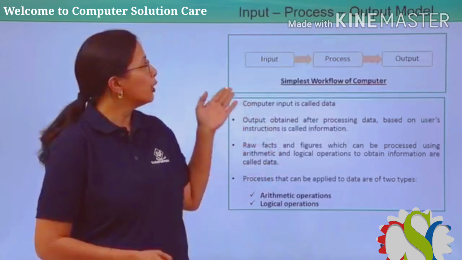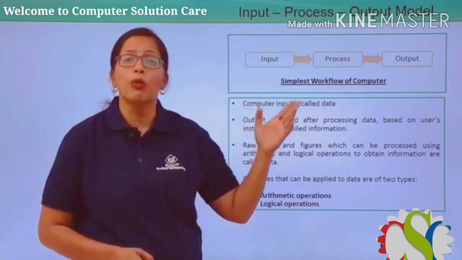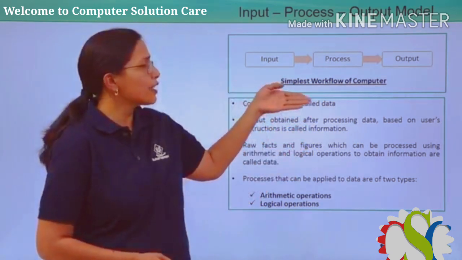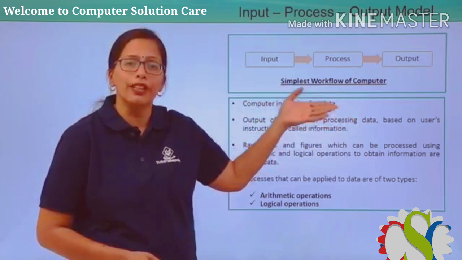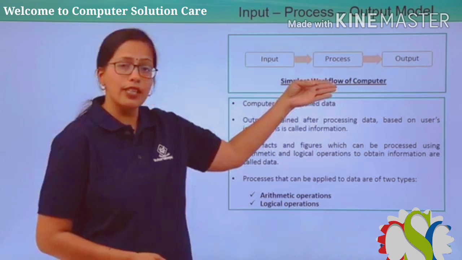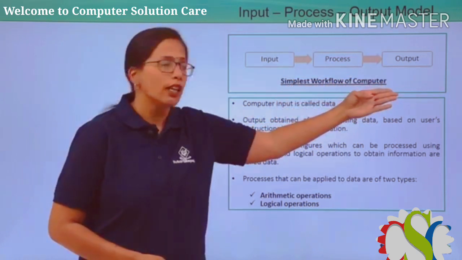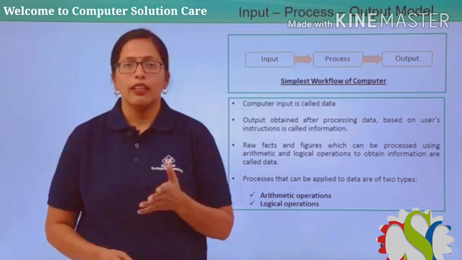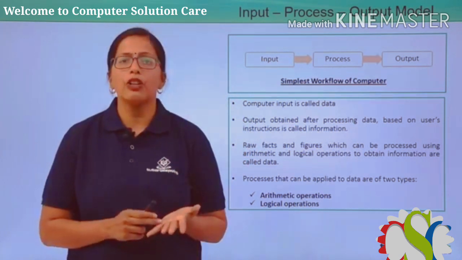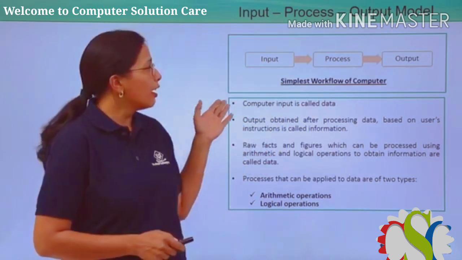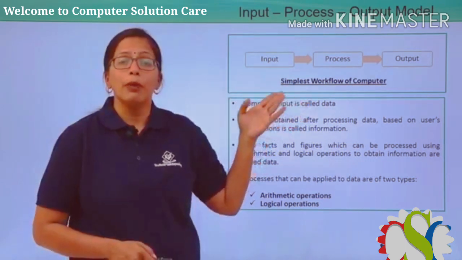That brings us to the input process output model of the computer. Here, as you can see, this is the simplest workflow of computer that I have drawn for you. An input is given, which is processed, and an output is given. Computer input is called data. Any raw information, raw facts, figures are called data. This data is processed upon by the computer.